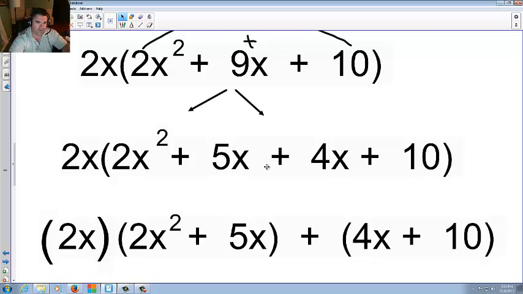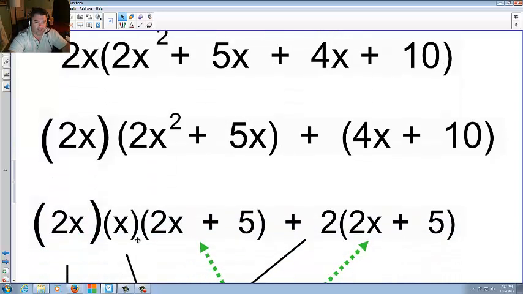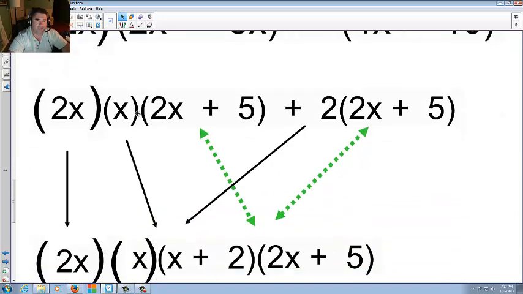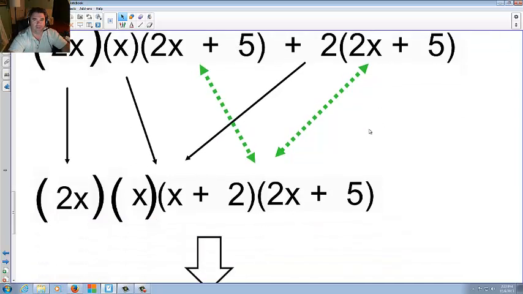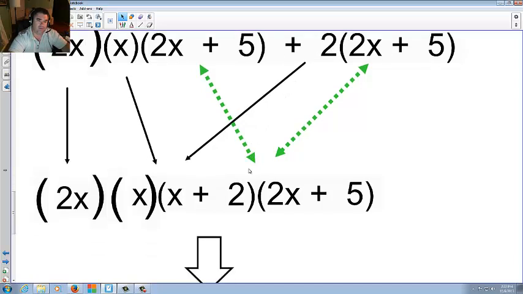So 2x squared plus 5x plus 4x plus 10. I'll go ahead and pull out an x for each. So I did so. They go on the outside. I go ahead and pull out the 2 for each. Notice how I have 2x plus 5. And now the x is being times by 2x plus 5 and the 2 is being times by 2x plus 5. Therefore, I'm going to have x plus 2 all times by 2x plus 5. And that's what you do there.